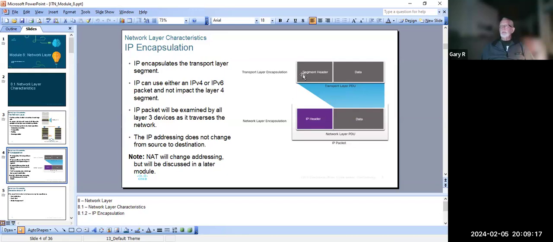So if we have something coming down from the transport layer, which would be layer 4, the transport layer puts on its own header, adds it to the data that it received from above, and that is now the data for the network layer. And with IP, it adds its own header here, and then that gets handed down to the MAC layer, or layer 2. Okay.